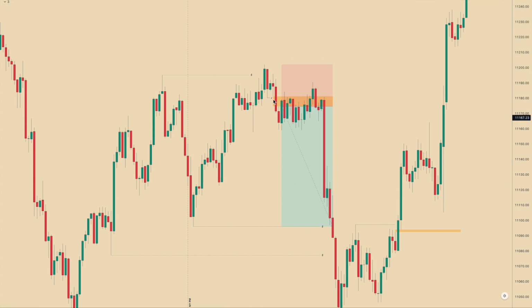All right, a change in market structure, the momentum, and then we have a little bit of imbalance here that price trades back into, stops right above the swing high. You could have used this swing high as well, right, and you would have been completely fine. However, on the S&P, I just covered the entire high.